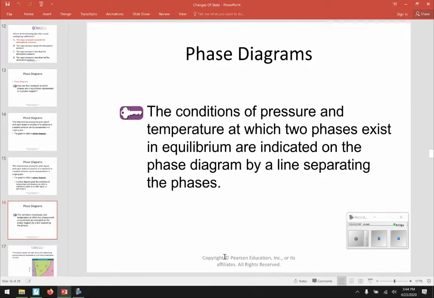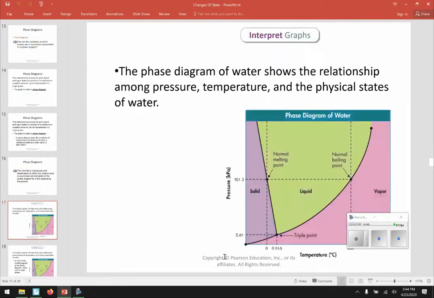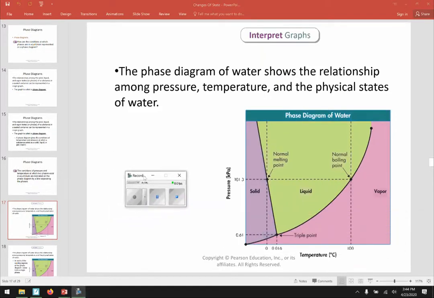So let's look at a phase diagram. This is a phase diagram for water. It has pressure in kilopascals on the y-axis and temperature in degrees Celsius on the x-axis. You could do it in kelvins; it would be fine.